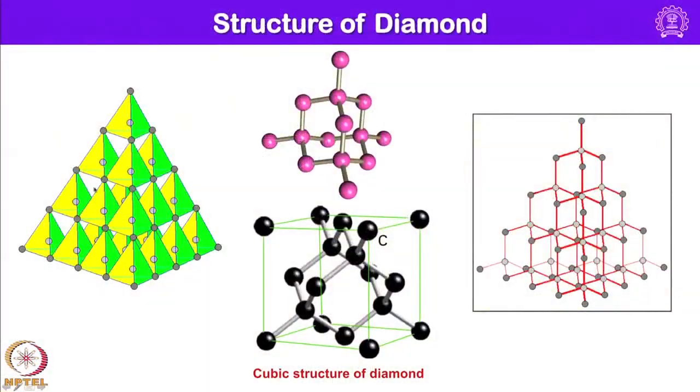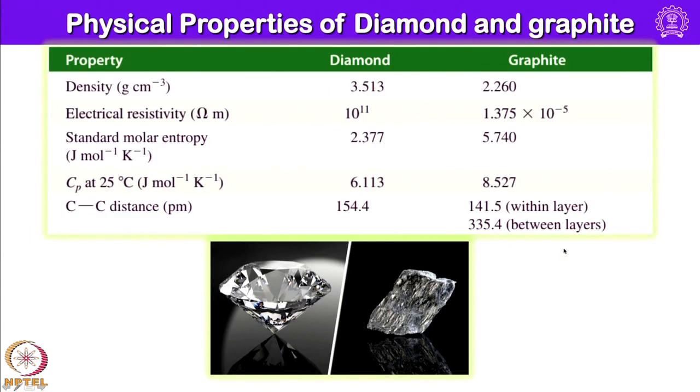And this is how the diamond looks. Every carbon atom is binding in a tetrahedral fashion to neighboring carbon atoms, and this network grows in three dimensions to give this kind of structure here. The cubic structure of diamond can be seen here in this diagram. So, let us look into the difference between graphite and diamond.